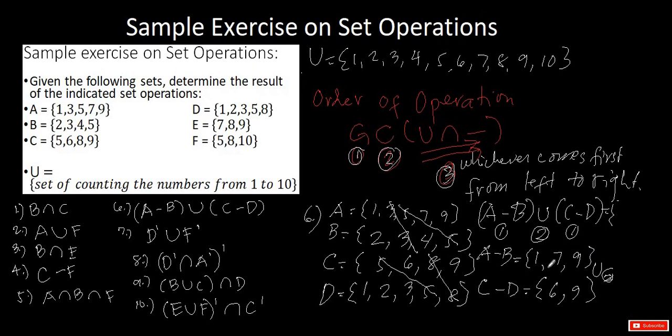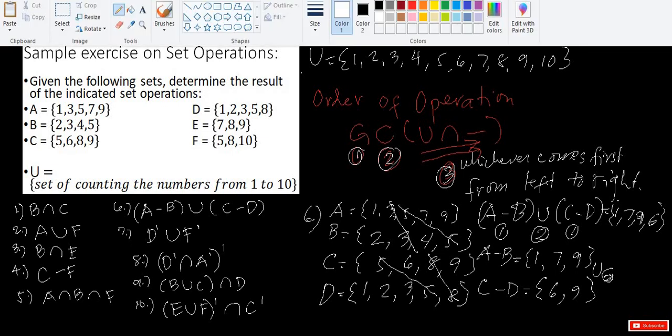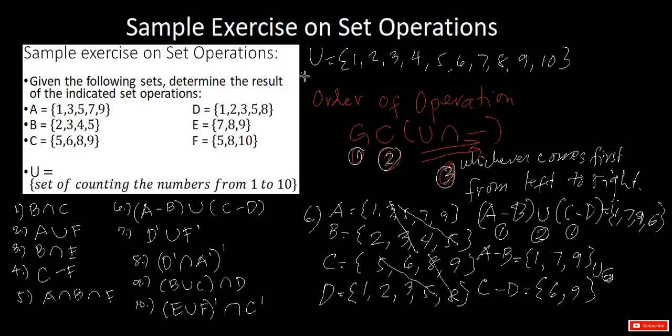Here is our final result of the operation. Let's take the union. Let's list first the elements of A minus B: 1, 7, and 9. Then let's list the elements of C minus D that are not in A minus B. We have 6. So the final result is the elements 1, 7, 9, and 6. Okay, this time let's move to number 7. Let's have more space, so let's erase this first.